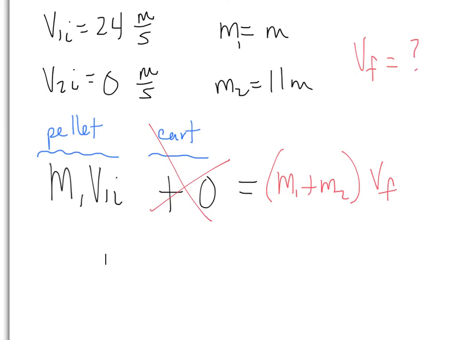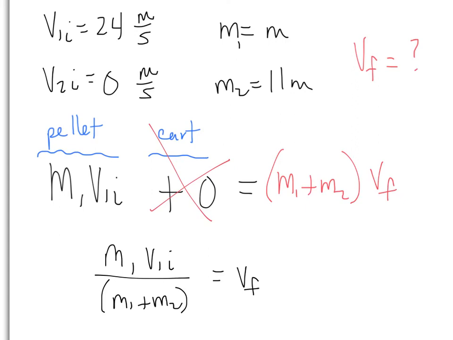Divide by it. Well, why are we getting rid of the 0 then? Because it's just 0. Anything plus 0 is itself. Remember the zero identity property from math? It means that anything plus 0 is identical to itself. So that's what VF turns out to be: the momentum of the pellet divided by the sum of the masses. But it still looks like we have a problem because all we're given is this velocity.